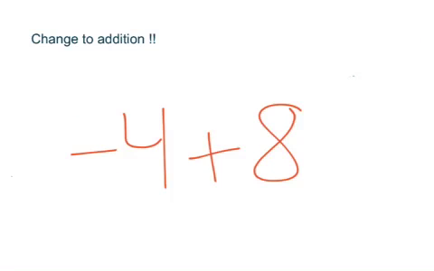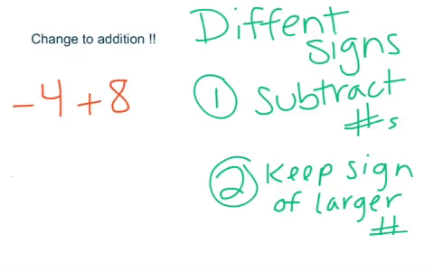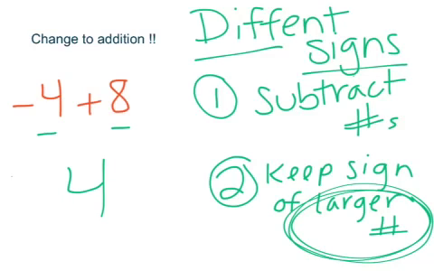But what if we had a problem like this? Negative 4 plus a positive 8. Here we have different signs. Our 4 is negative and our 8 is positive. Again, we have two simple steps, but they're different when you're working with different signs. Our first step is to subtract the numbers. So we have an 8 and we have a 4. 8 minus 4 is 4. Then we're going to keep the sign of the larger number. So looking here, we know that 8 is larger than 4.